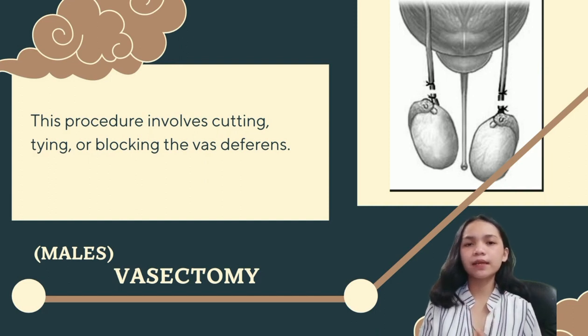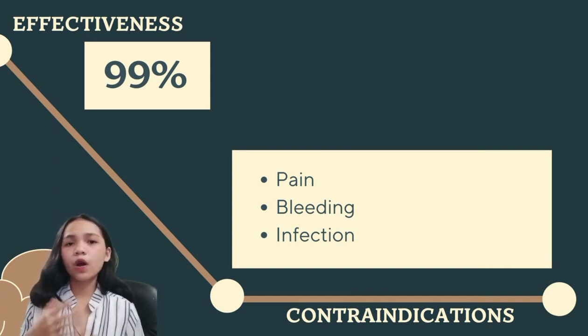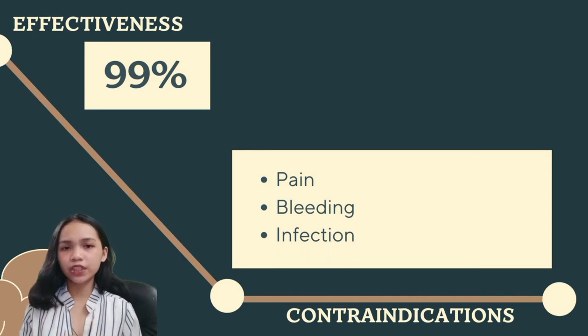After the surgery, the semen, the fluid that comes out of the man's penis, has no sperm in it. It takes about 3 months to clear sperm out of a man's system, so you need to use another form of birth control until a test shows there are no longer any sperm in the seminal fluid. It is 99% effective, and its contraindications are pain, bleeding, infection. And this method is for men who are sure that they never want children anymore.